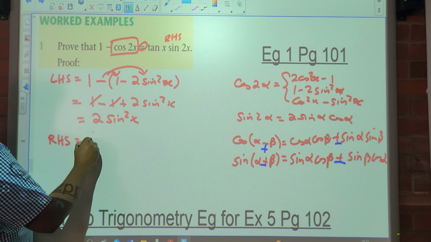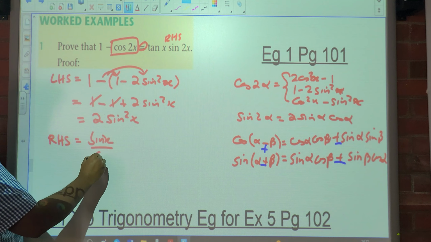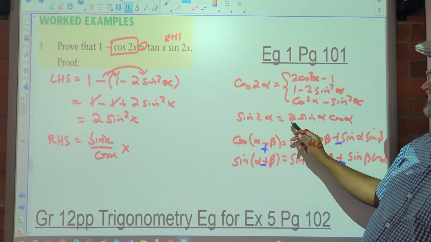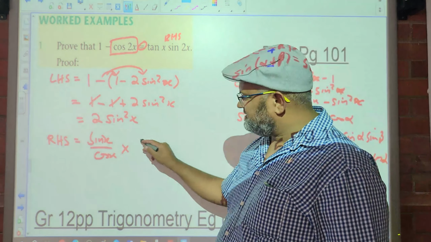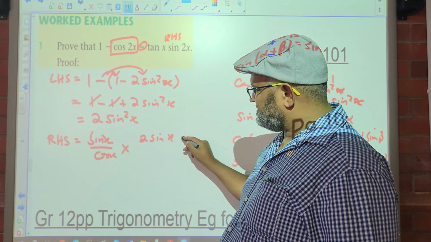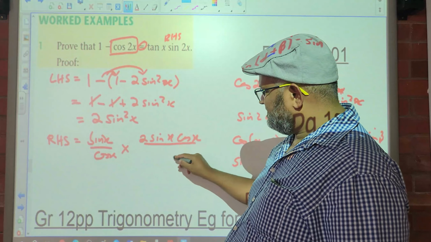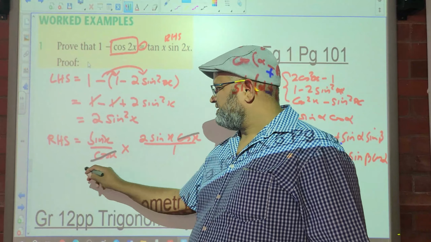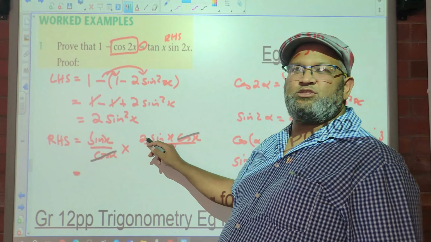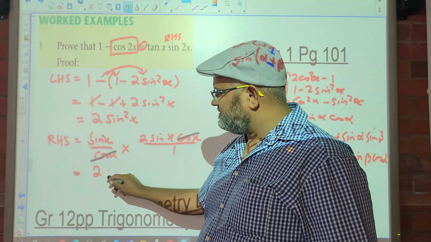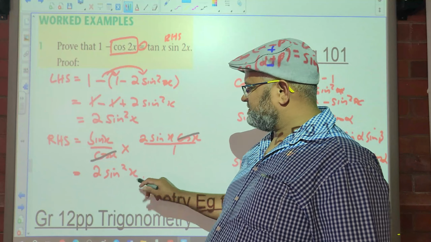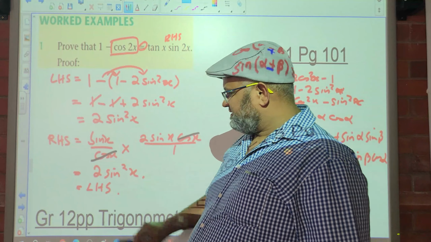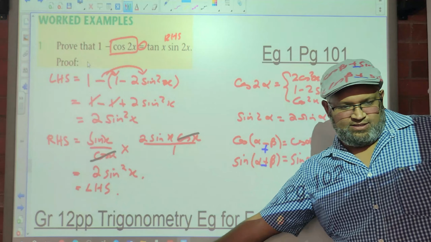Okay, change tan. Tan can be written as sine x over cos x. Now sine 2x can be written as 2 sine x cos x. This is over 2 sine x cos x. So what happens? The cosines cancel. So sine x multiplied by 2 sine x is going to be 2 sine squared x. So what do you notice? The same. Is that equal to that? See any confusion there?